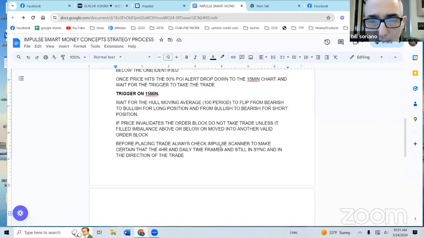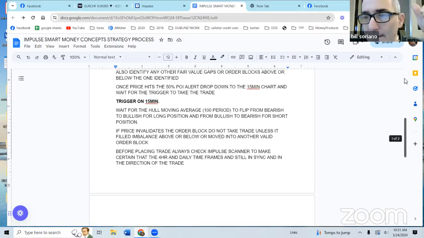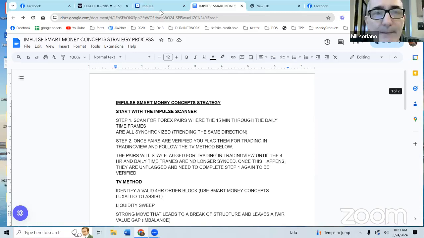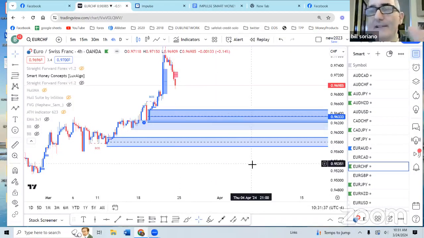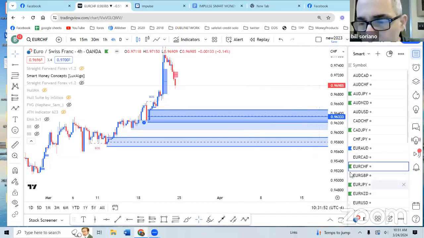Before placing a trade, always check the impulse scanner to make certain that the 4-hour and the daily time frames are still in sync and in the direction of the trade. Okay. So sometimes what happens is price moves so far in the other direction that the 4-hour also flips. And so the 4-hour and the daily are no longer in sync. So you don't want to take those trades now. You want to wait for a situation where all the time frames line up again, and then you can flag that trade for trading in TradingView.